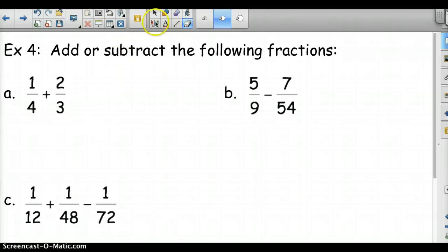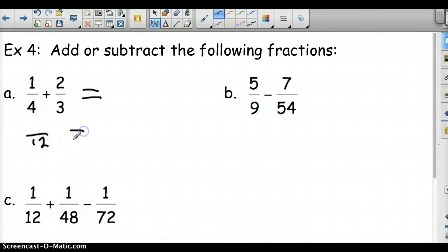Here, in order to do this, we must have common denominators. So we've got to look at 4 and 3 and find a common number between them. Well, a common denominator for 4 and 3 is 12. So we're going to turn them both into 12. Now here's a question. That's a plus. What do you need to multiply 4 by to get 12? Well, the answer is 3.